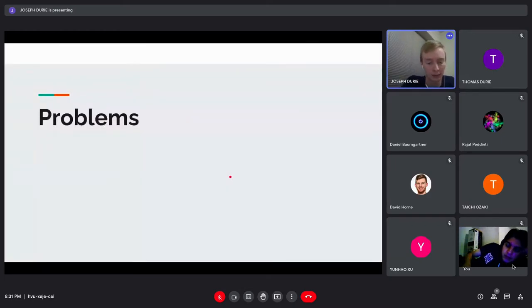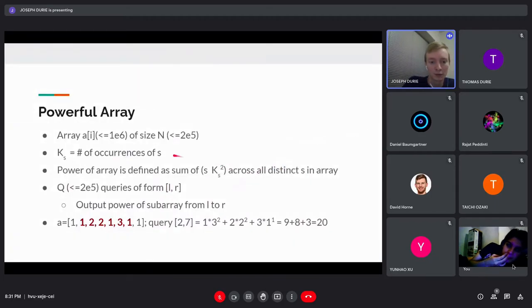Okay, so now we're going to get into some problems. All right, so for this first problem, you have an array of size n, where ks represents the number of occurrences of s. The power of an array we define to be the sum of s times ks squared over all distinct s in the array. Let's say this highlighted part was your array. One occurs three times, so s times ks squared would be 1 times 3 squared, which is 9. 2 occurs twice, so that would be 2 times 2 squared, which is 8. And 3 occurs one time, so that would be 3 times 1 squared. So you get 9 plus 8 plus 3, you get 20 for the power of this subarray.